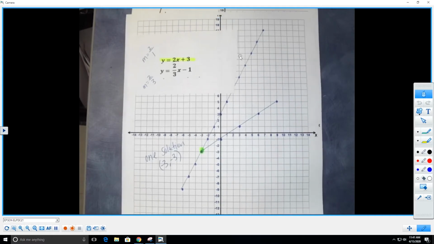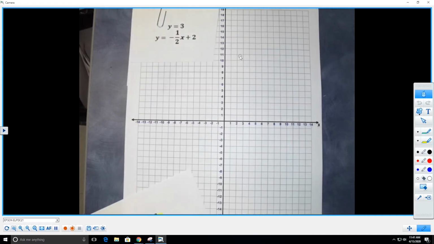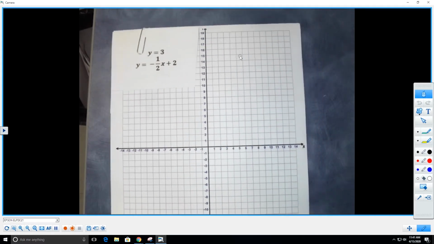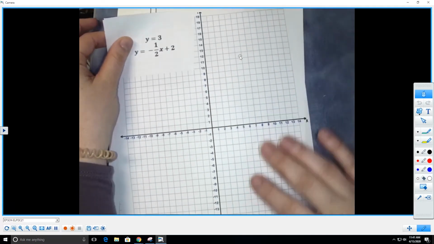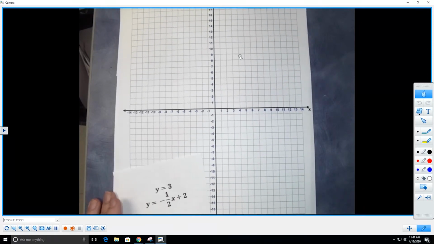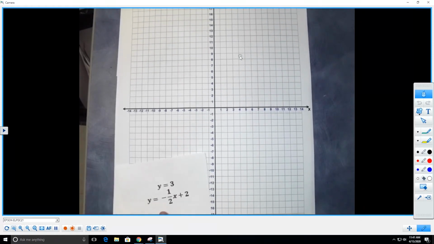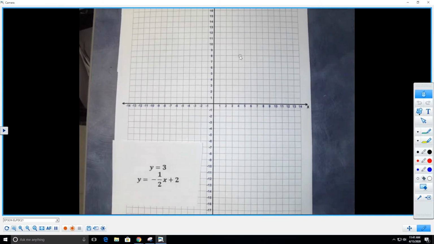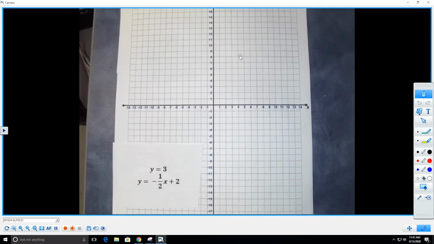Okay, let's look at another system to practice more graphing. So here's our system, and here's our graph. Okay, here we go. Go ahead and write these down. And let's start by graphing our first equation.